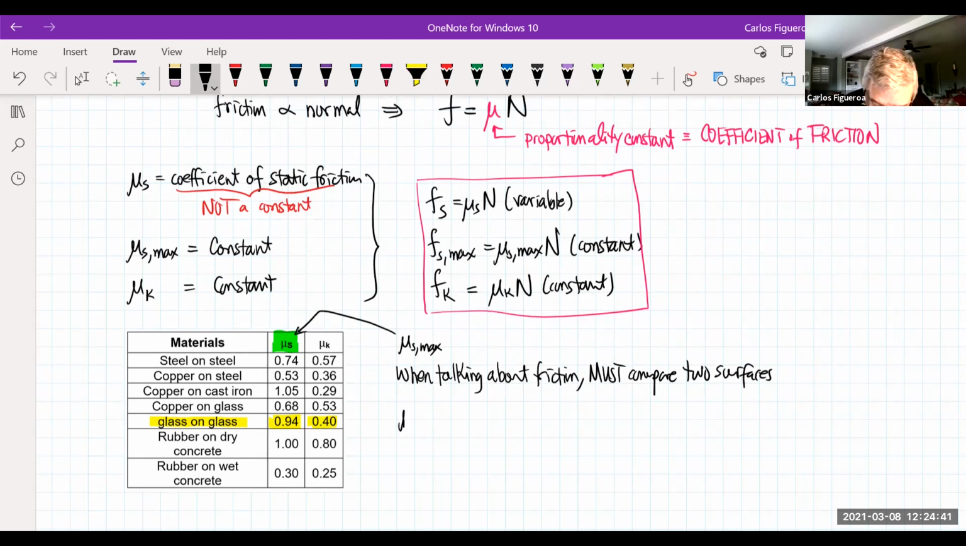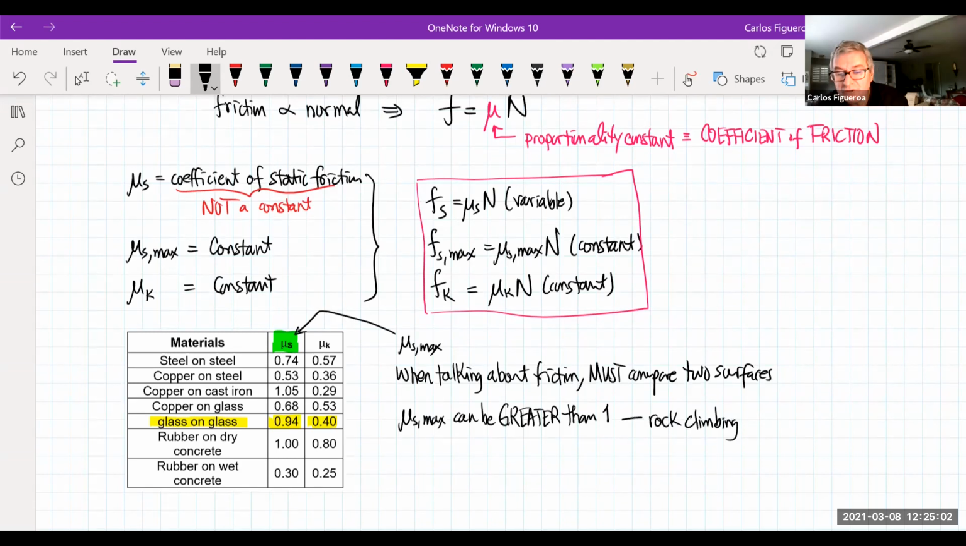Another thing that I didn't say here: mu s max can be greater than 1. A nice example of this is rock climbing shoes. Rock climbing shoes have a particular rubber that could give you a coefficient of static friction that is higher than 1. So it's not limited to 1. You could have larger values, as you could see with copper on cast iron here.